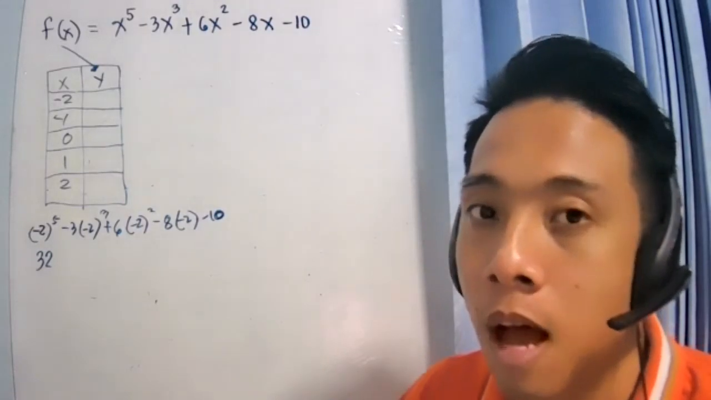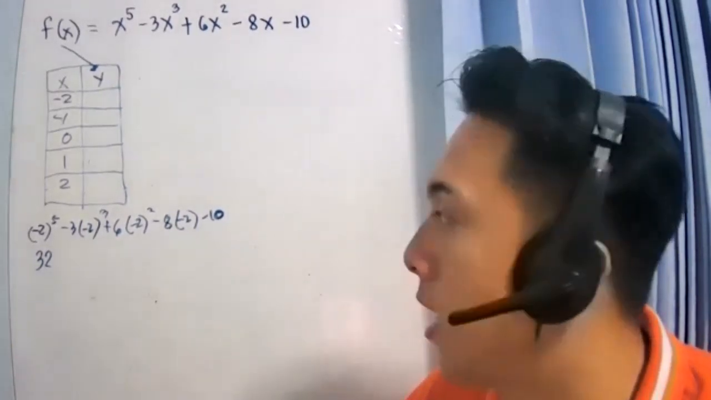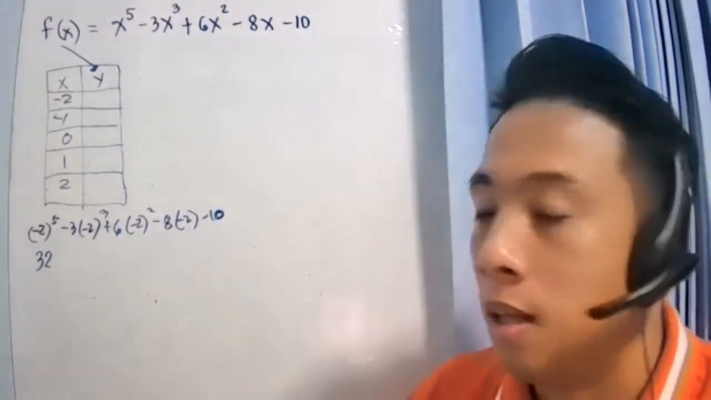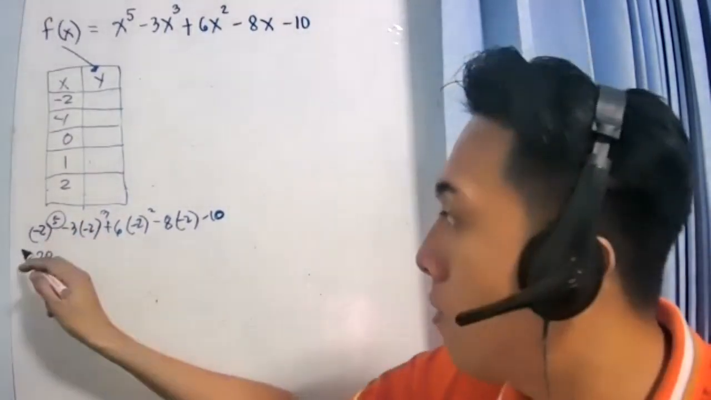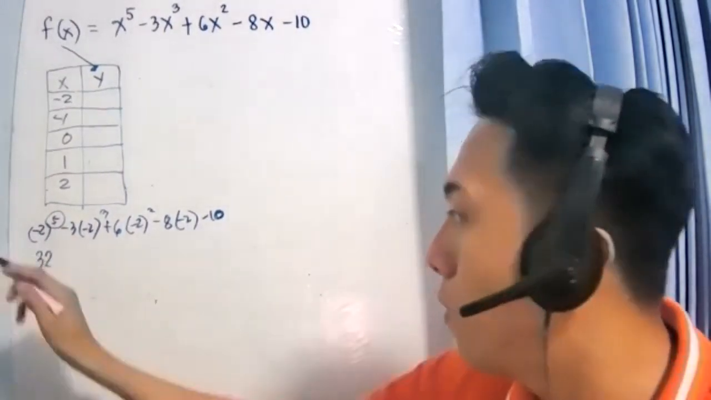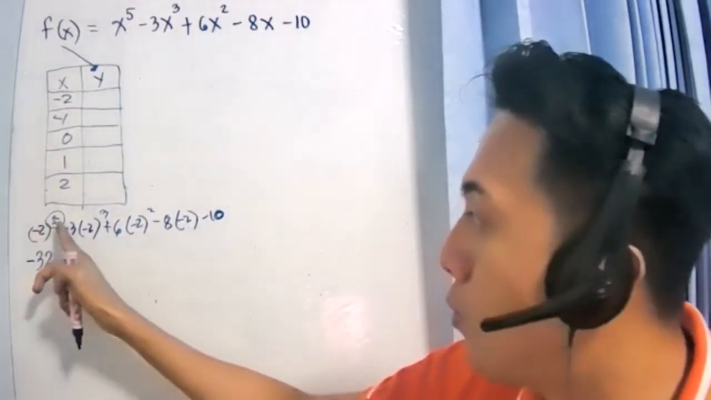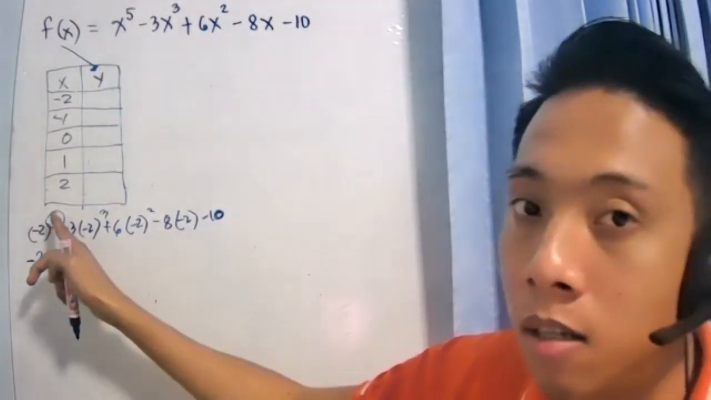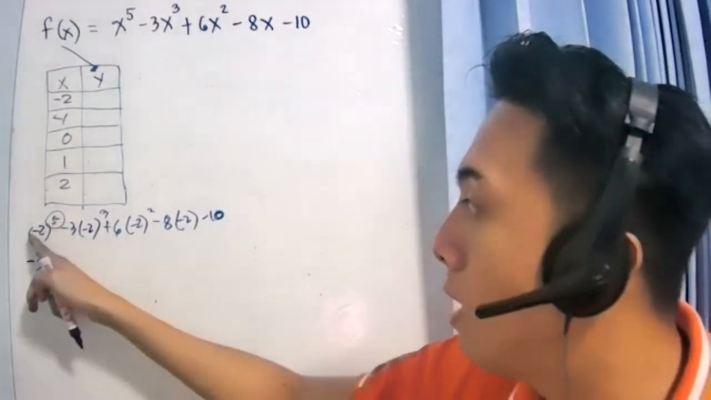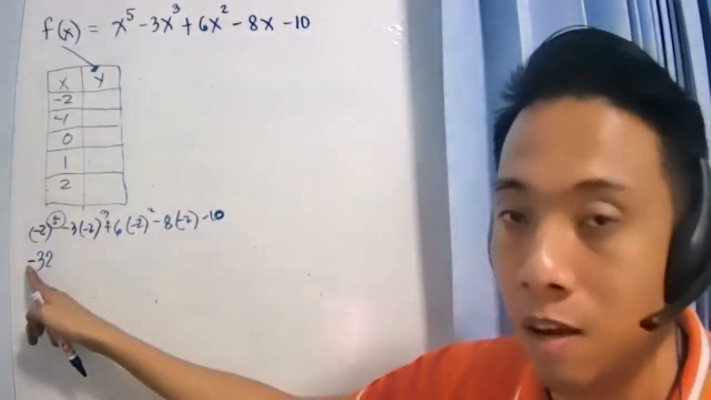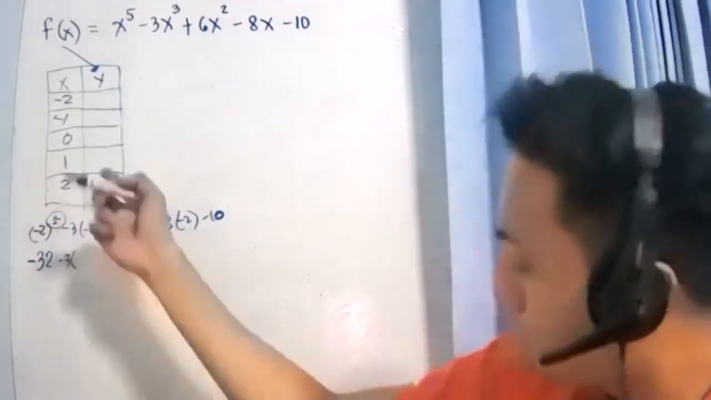Remember, I already told you when you were in grade 8 and grade 9: if we have an odd exponent and the base is negative, the result will also be negative. But if we have a negative base and an even exponent on top of it, the result will become positive. Since we have an odd exponent with a negative sign, we will just put negative. Next, again, this one is negative.